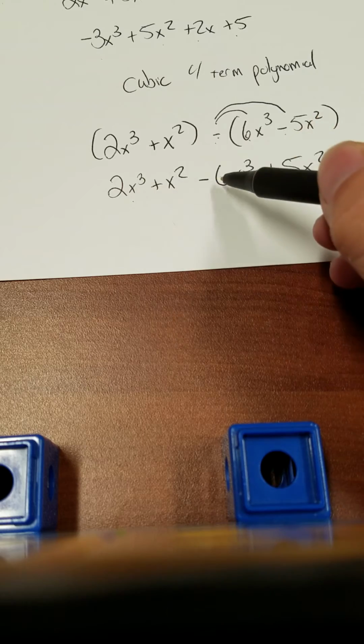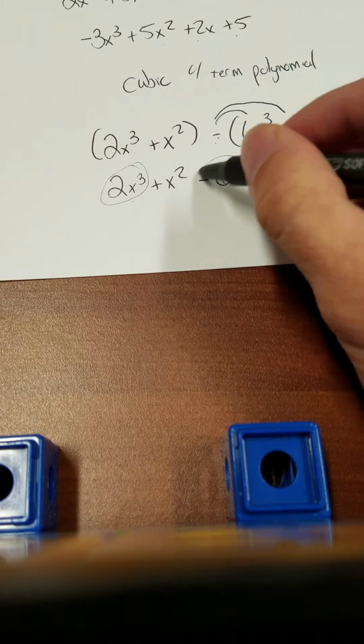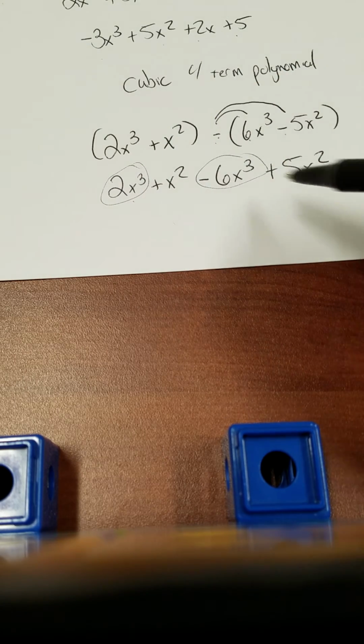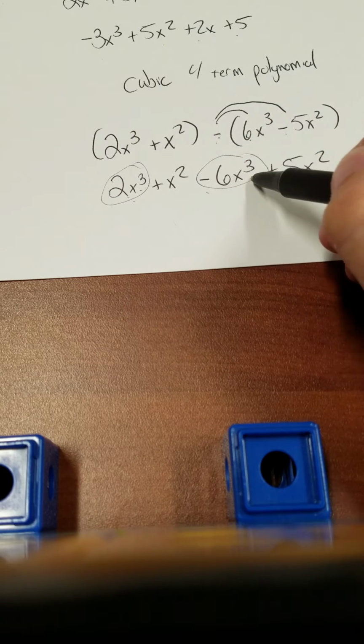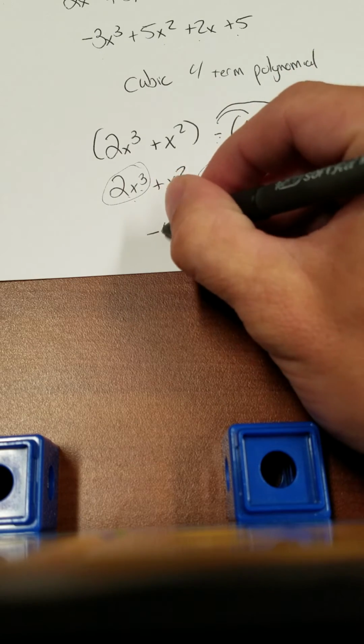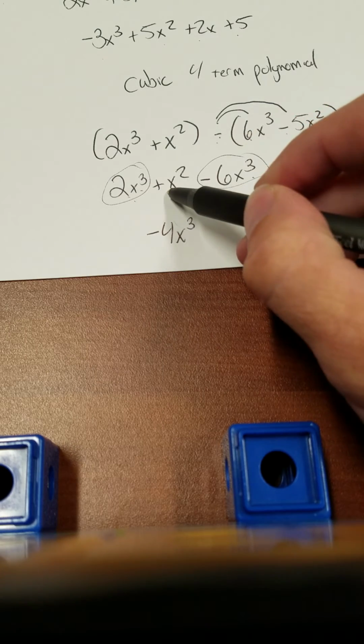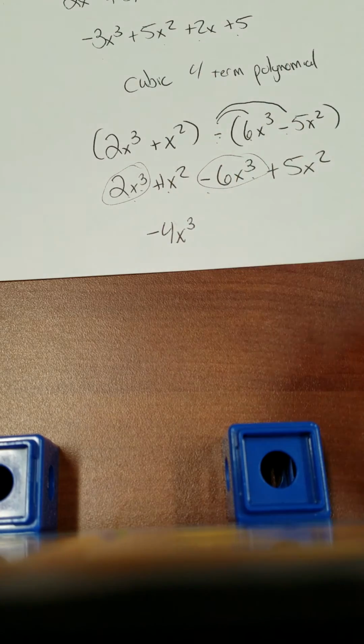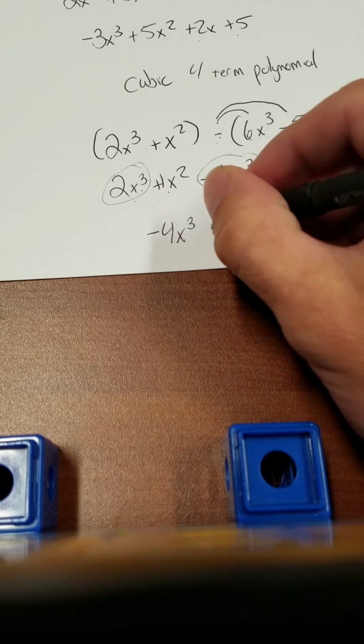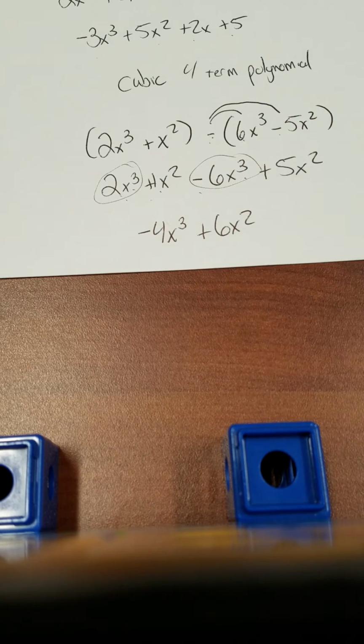So these two are like terms. 2x cubed minus 6x cubed make negative 4x cubed. X squared, that's a 1x squared, right? 1x squared and 5x squared makes 6x squared.